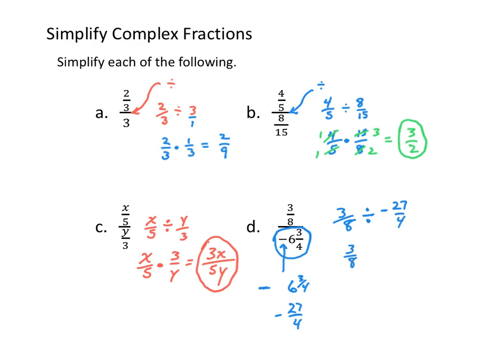3/8 times negative 4/27. And now in this one I can reduce because 3 goes into there once and it's good. 3 goes in there 9 times. We can reduce the 4 and the 8, but don't just lose your negative sign. 4 goes into there once. 4 goes into there twice. So we have a negative sign. So it's negative because a negative divided into a positive would be negative. And we have on the top 1 times 1, which is 1. 2 times 9 is 18. 1/18.